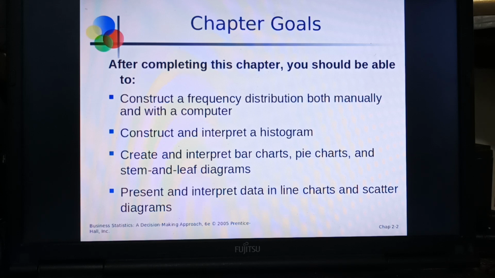Construct and interpret a histogram. Create and interpret bar charts, pie charts, and stem and leaf diagrams. And present and interpret data in line charts and scatter diagrams.